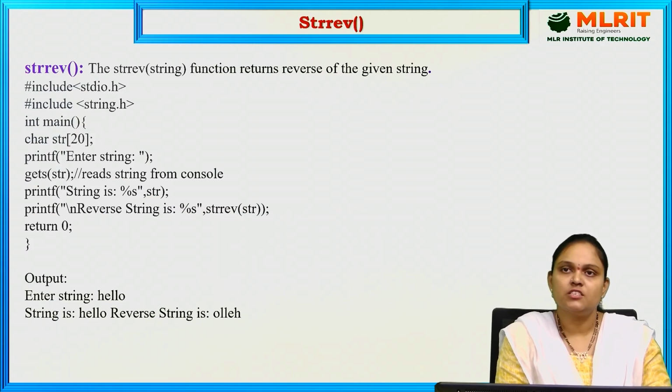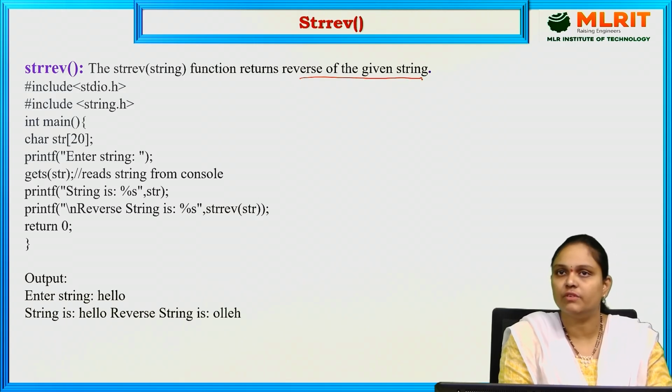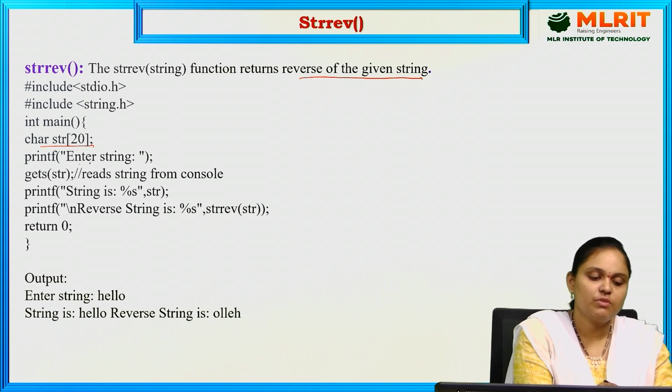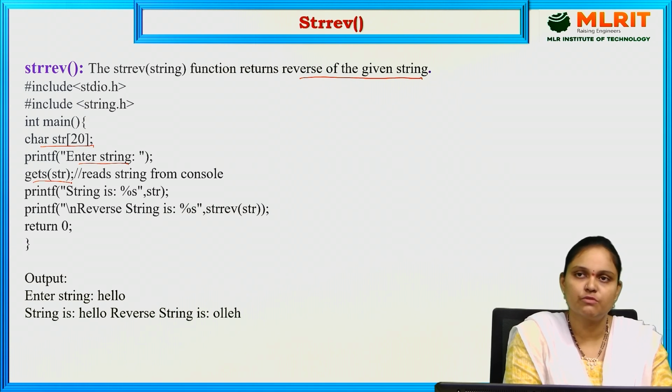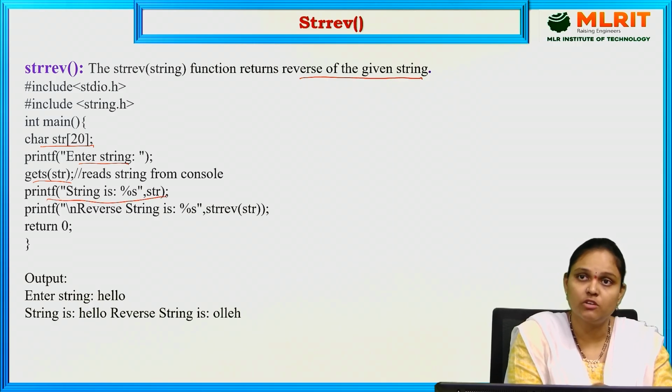The next is the string reverse function. The string reverse function reverses the given string. Inside the main function we are declaring a string, and next we are asking to enter a string. By using this gets function we are reading that string, and with this printf statement we are printing that particular string.